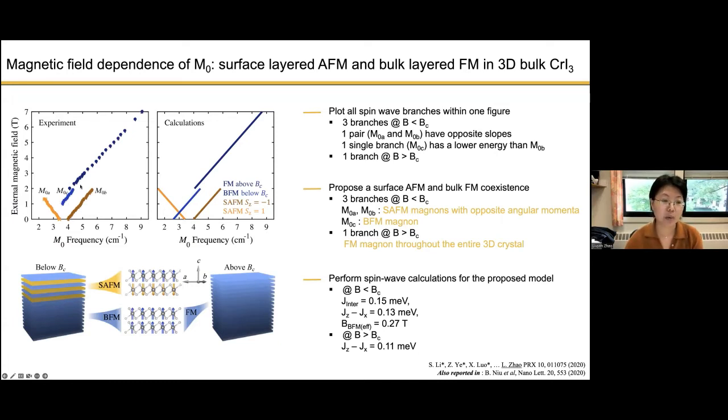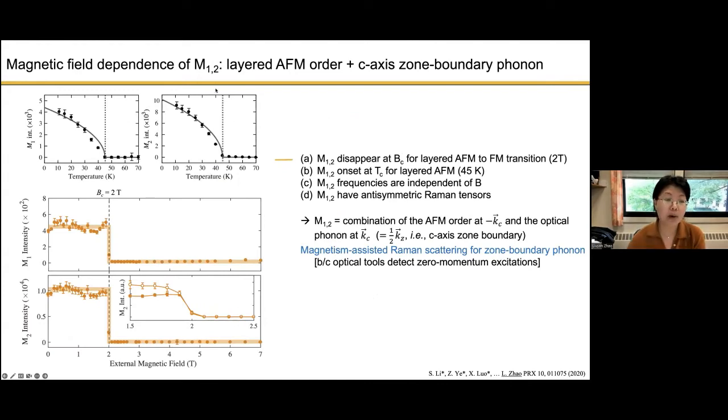our experimental data quite well with a few fitting parameters here. Because we are doing Raman, we cannot have a more complicated model, so we've only considered the nearest neighbor coupling here. Okay, so then we take a look at M1, 2. For both of them, they onset at about 45 Kelvin, where the layered anti-ferromagnetism would onset in few layers. And they have this 2 Tesla critical field behavior.